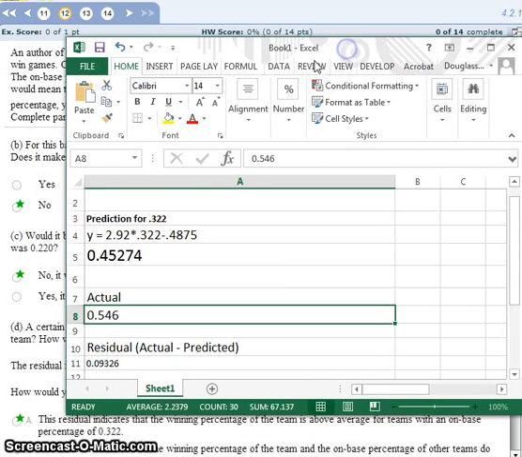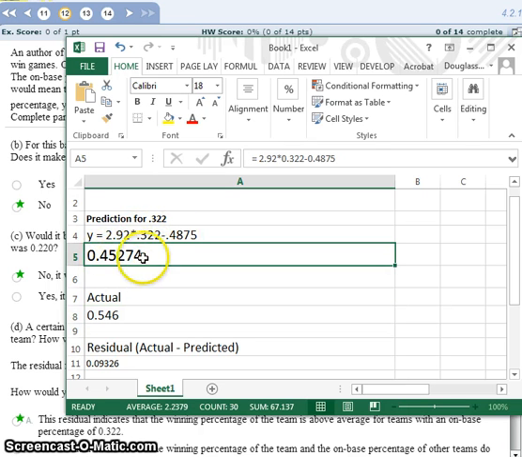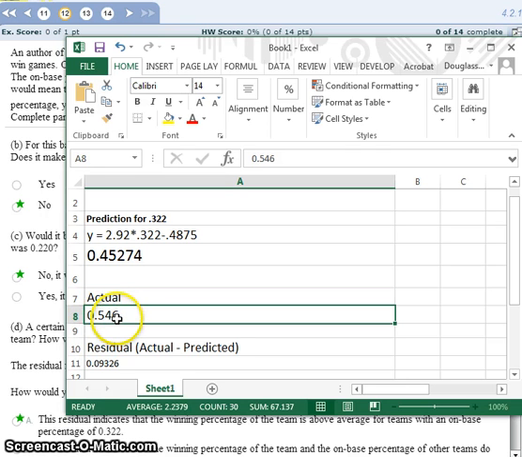So I did it in Excel. Our prediction, if some team has an on-base percentage of 0.322, plug it in. Your prediction is this will be their winning percentage. The problem tells us this was their actual winning percentage. And so the residual is just the actual minus the predicted. So we get a positive number because they actually did better than predicted. Their actual percentage was better than the prediction we got.